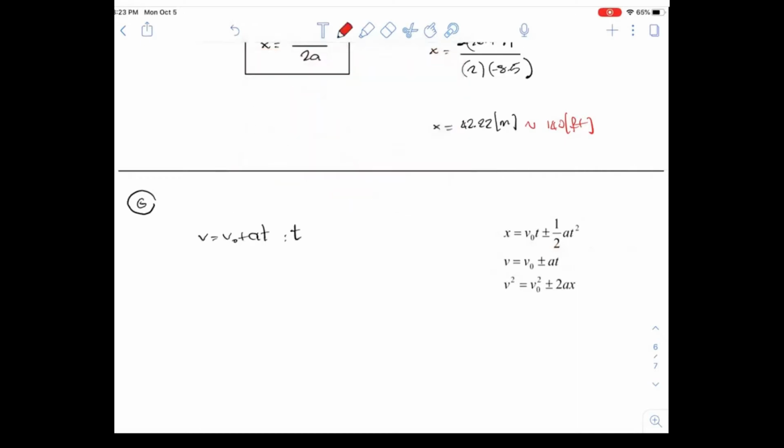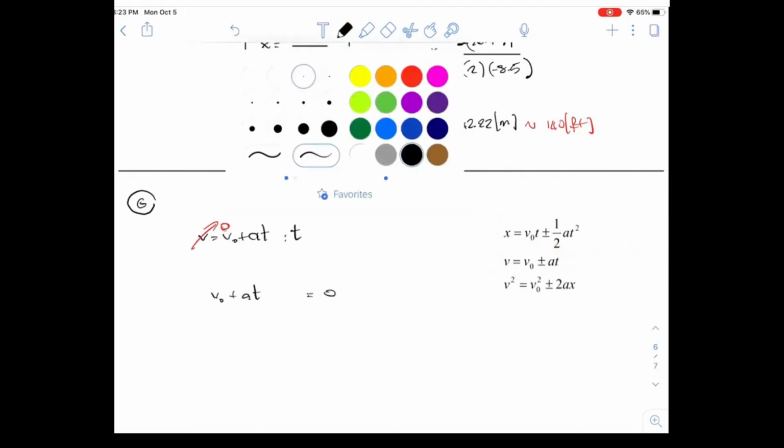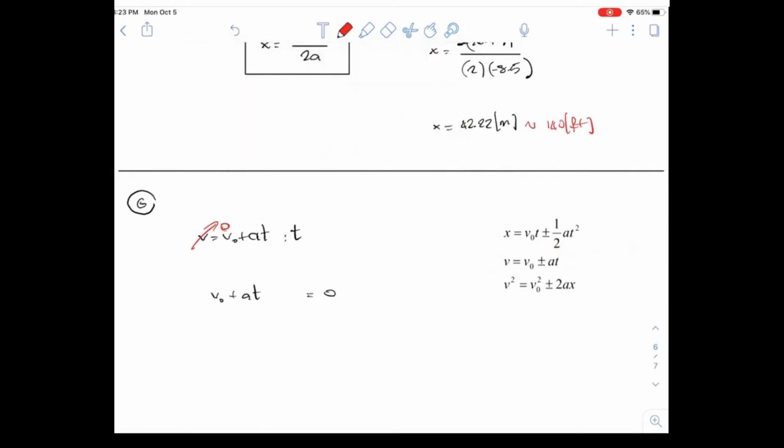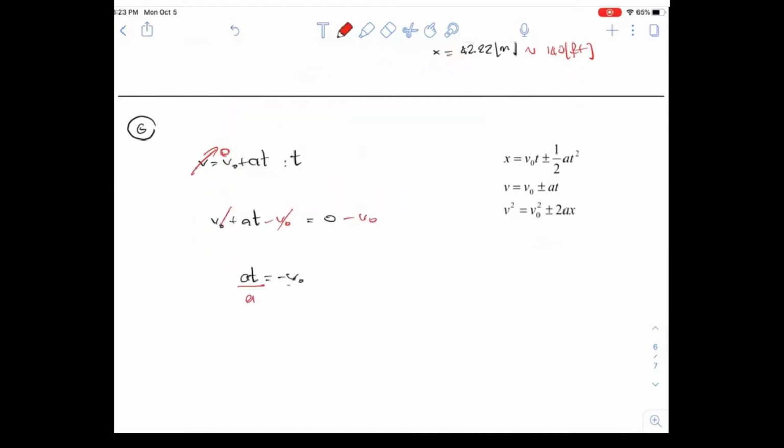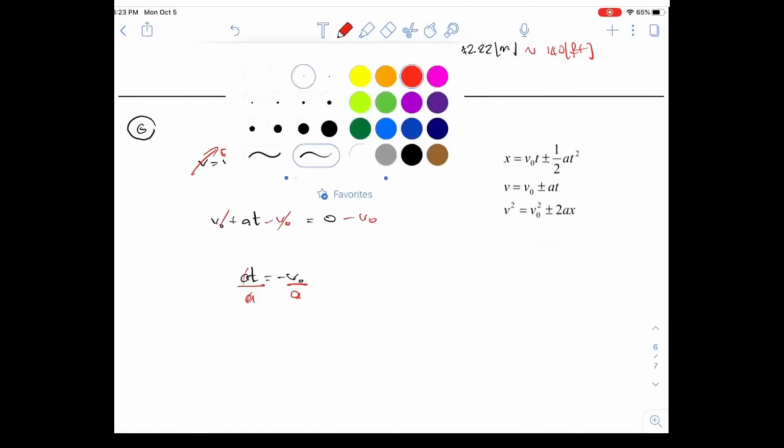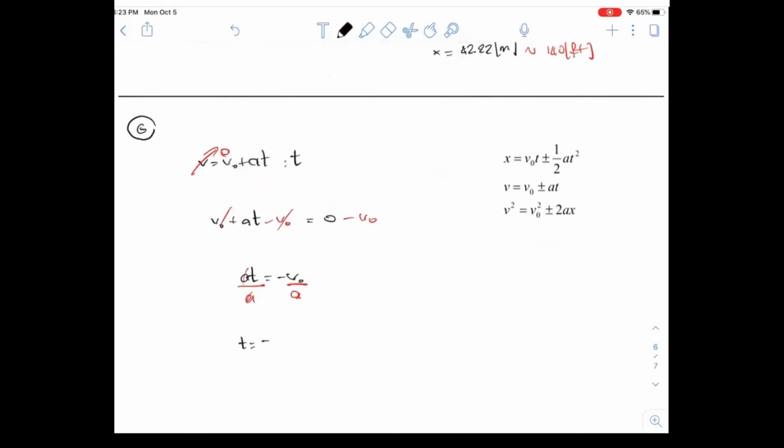All right, so final speed is going to be 0. So you got initial speed plus a times t. All right, what are we solving for? We are solving for t. Okay, so get rid of the initial speed. And so we got a times t. Get rid of a. And here's the final speed. Here's the time at the final speed.